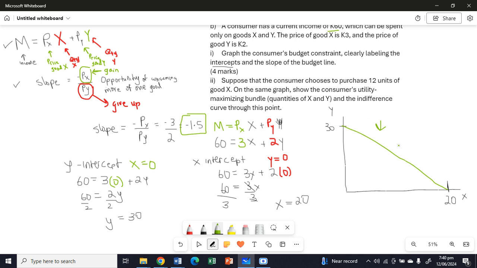Okay, so here on the graph, you can write the slope as a fraction or as a decimal. In the form of a fraction, what it means is you have to give up 2 units of good Y to get 3 units of good X. Then when you get this, it tells you in order to get one more unit of good X, you need to give up 1.5 units of good Y. Okay, before we go on, any questions?